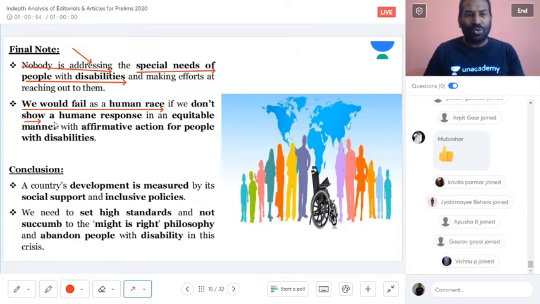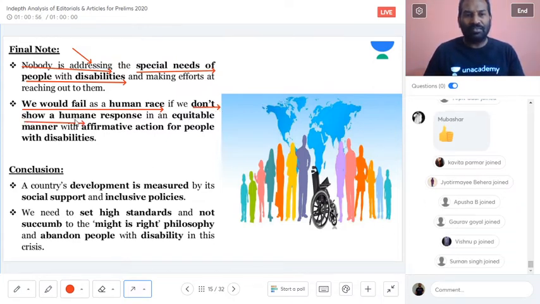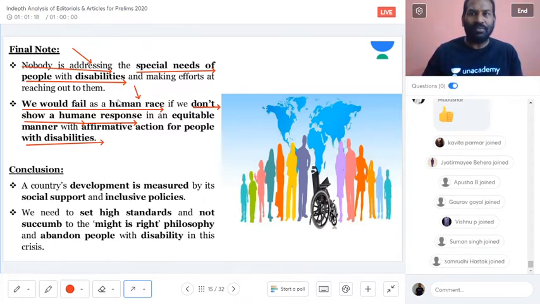And if you don't show, please do understand, any human response in an equitable manner with affirmative action for people with disabilities, that means we are not part of the human race. If we are not showing any kind of human response towards people with disabilities, we are not part of the human race. Absolutely, because it is our responsibility. They are humans, only disabled. Why are we discriminating against them because they are disabled? That is not acceptable.